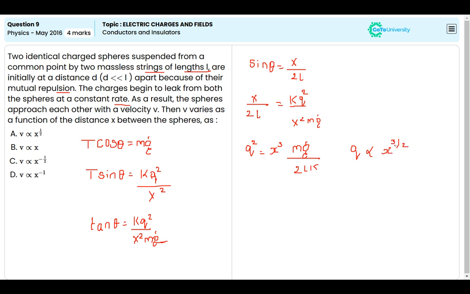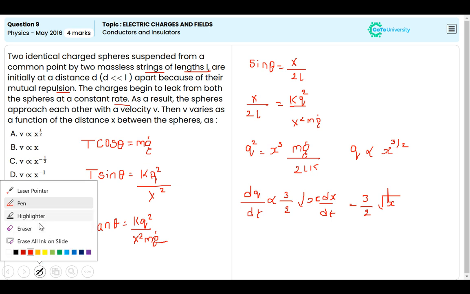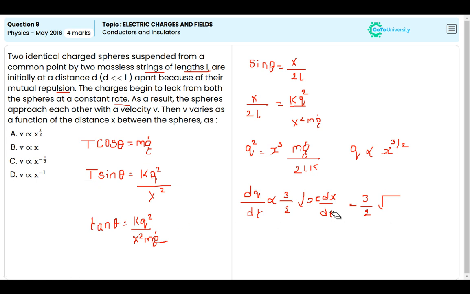3 by 2. Therefore, by differentiation, dq by dt is directly proportional to 3 by 2 times the square root of x times dx by dt, which we can write as 3 by 2 times the square root of x times v. That means the distance upon the time, we can take that as the velocity.